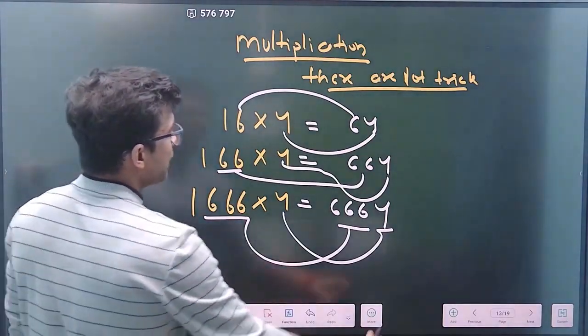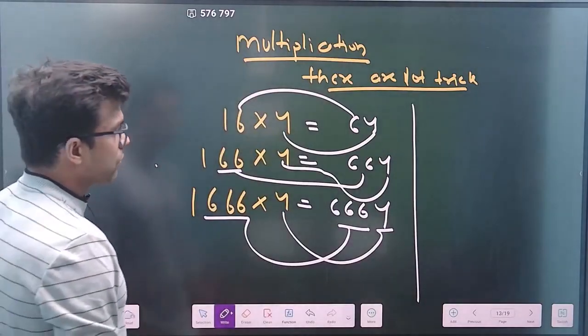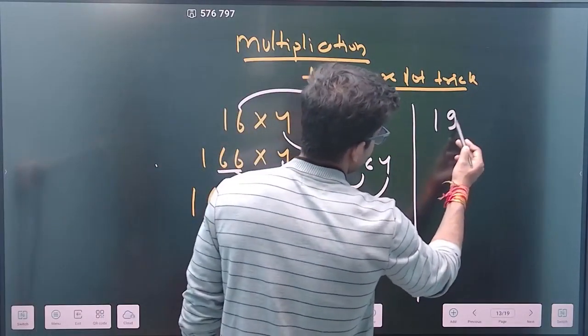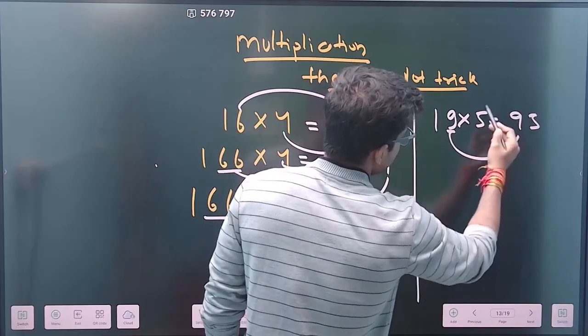Now the same thing applies when you multiply any number with 19. Suppose I write 19 into 5, how does it come to 95? It comes because 9 comes here and 5 comes here, correct?